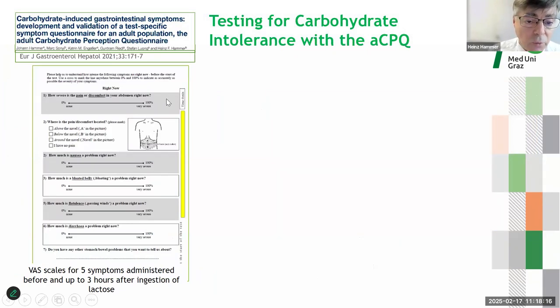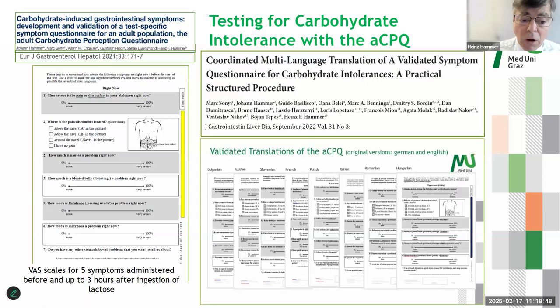With the Adult Carbohydrate Perception Questionnaire, 5 symptoms are assessed before and after ingestion of lactose. The questionnaire uses VAS scales to assess pain, nausea, bloating, flatulence, and diarrhea before and up to 3 hours after ingestion of lactose. The original version of this aCPQ is in German and English, and it has now been translated, in validated translations, into Bulgarian, Russian, Slovenian, French, Polish, Italian, Romanian, and Hungarian.